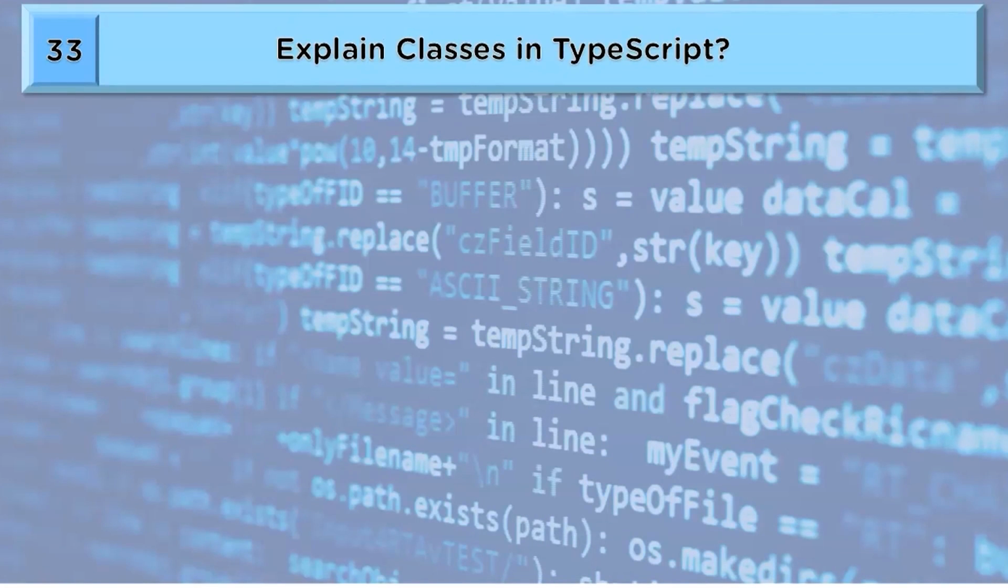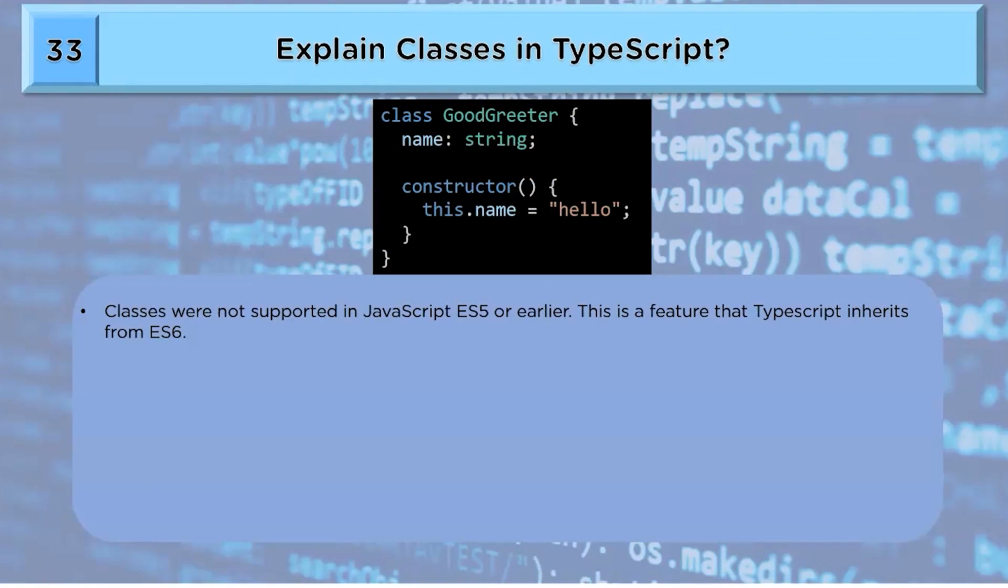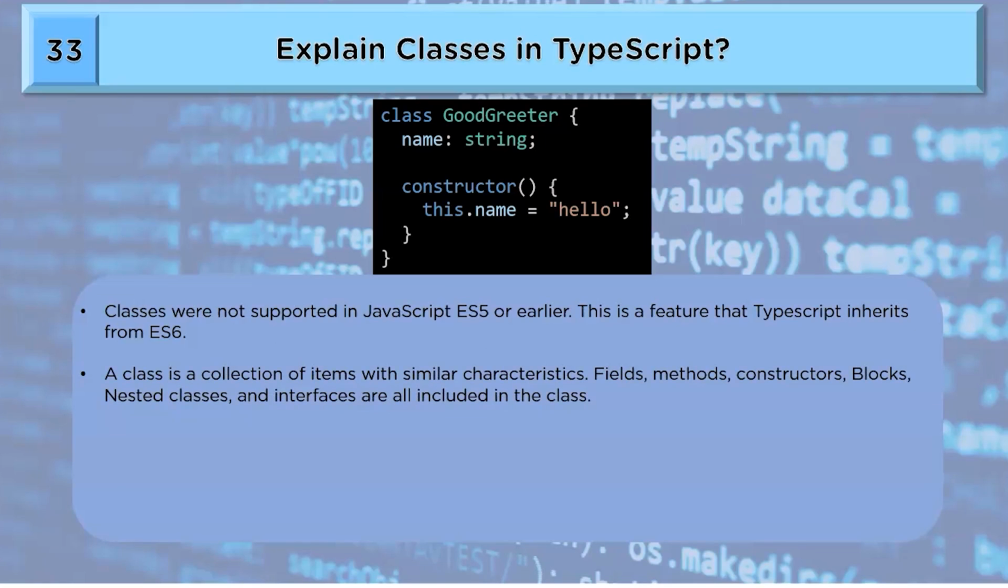Explain classes in TypeScript. Classes are not supported in JavaScript ES5 or earlier. This is a feature that TypeScript inherits from ES6. A class is a collection of items with similar characteristics. Fields, methods, constructor, blocks, nested classes, and interfaces are all included in classes. Below is the syntax to declare a class. In terms of OOP, a class is a template for producing objects.